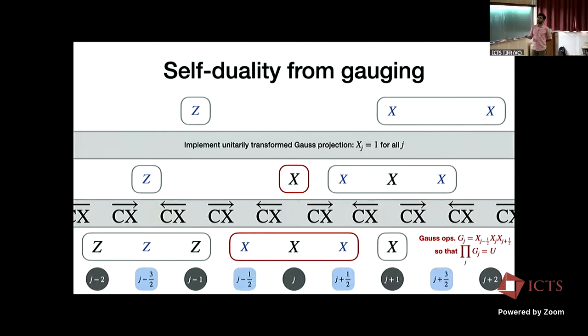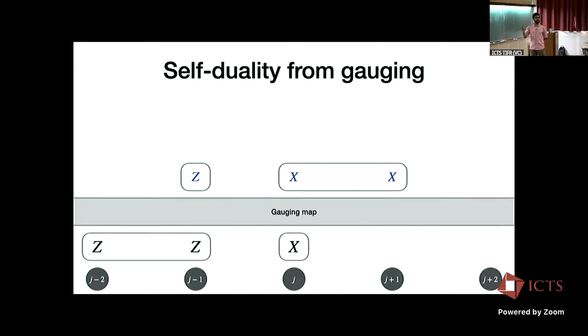But then to go back to the original Hilbert space, I need to shift these operators back to the original sites, and that's where this translation comes in. If I want to think of this whole thing as an operator that's acting on the Hilbert space and bringing you back to the same Hilbert space, you need that translation. Okay, so this is the gauging map. You went from ZZ and X to Z and XX.